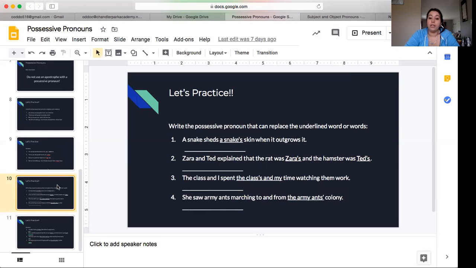Number 3, the class and I spent the class's and my time watching them work. The class's and my is underlined. We need to replace it with a possessive pronoun. And number 4, she saw army ants marching to and from the army ants' colony. The army ants' is underlined. What can we replace it with?